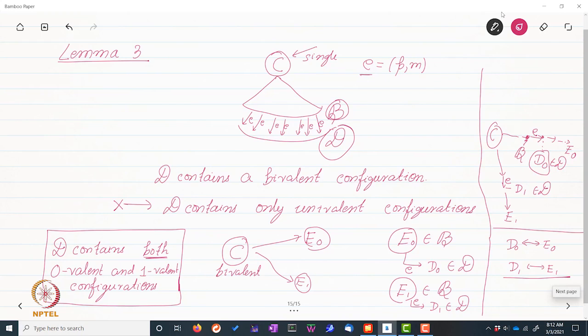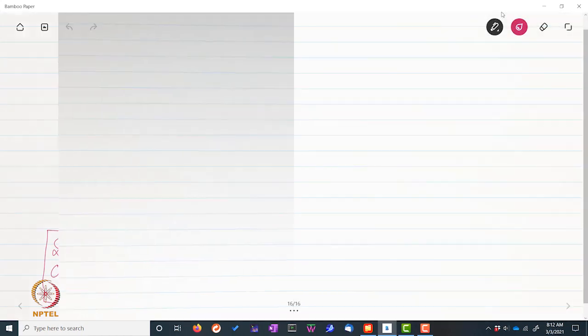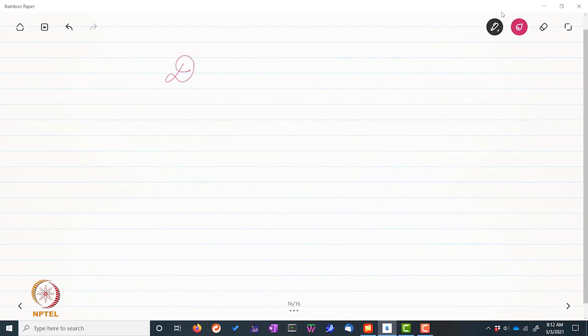Now we will play the same trick that we played in lemma 2, where we say that look, we have this set D, right? From C, we have come to this set D by applying event E basically. And this contains two kinds of configurations. One kind are 0 valent and another kind are 1 valent. All right. So this is where we stand. So now let us do one thing.